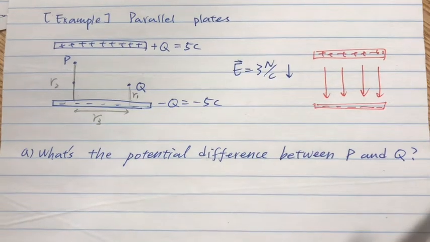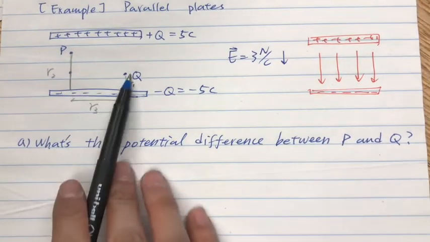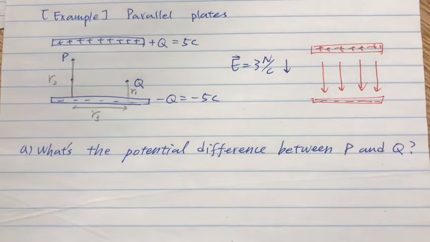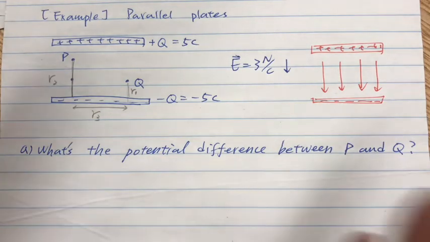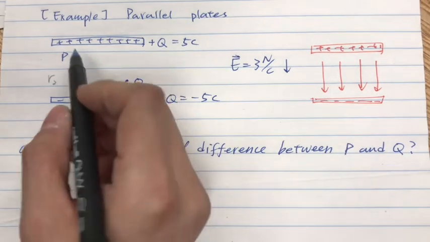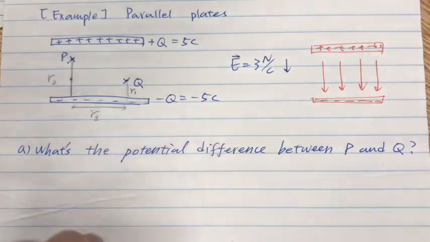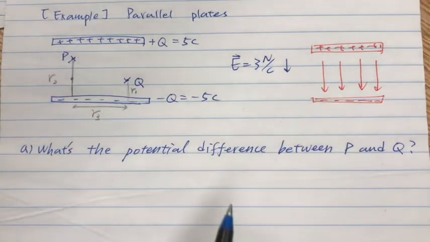And one good question here is, what's the potential difference between P and Q? Okay, so I would like to explore how most people would approach this problem. The first thought is, hey, why don't we just calculate the potential at this point and the potential at this point and then subtract them?